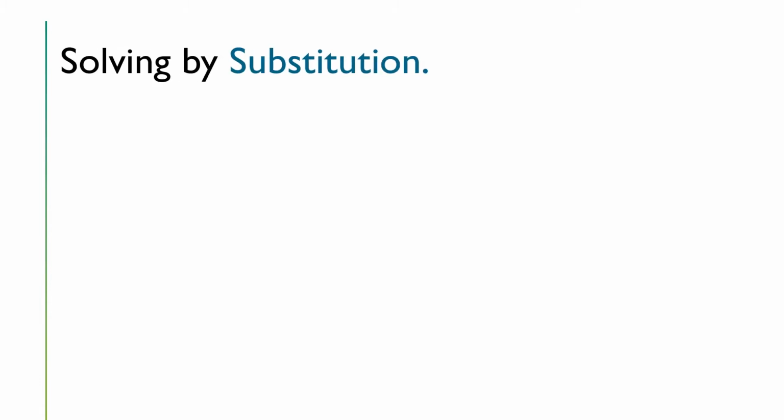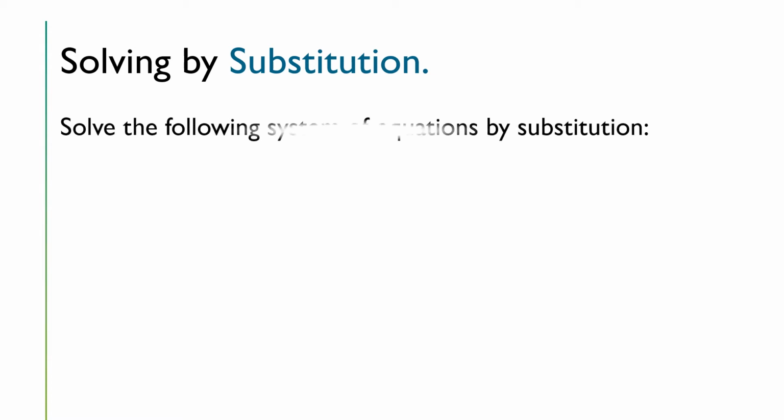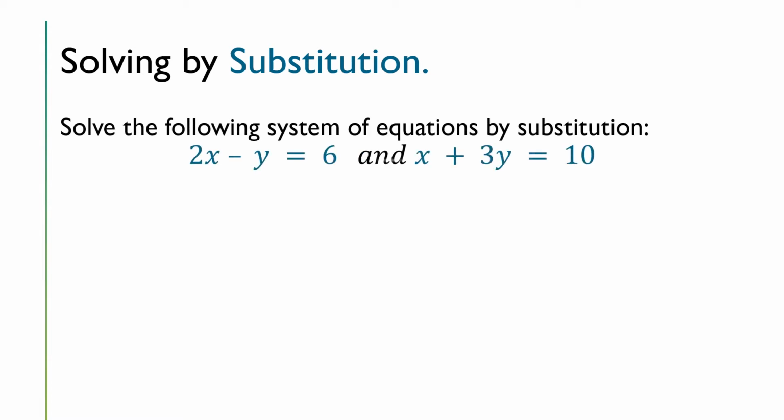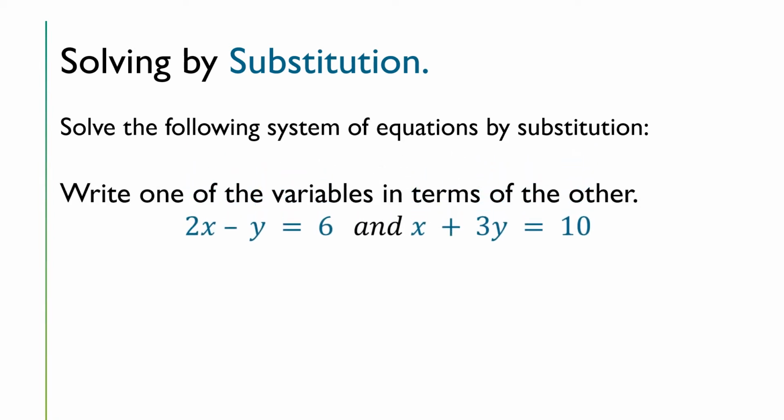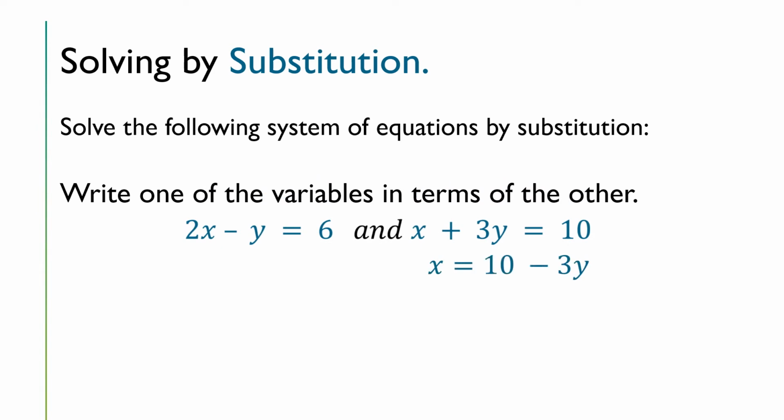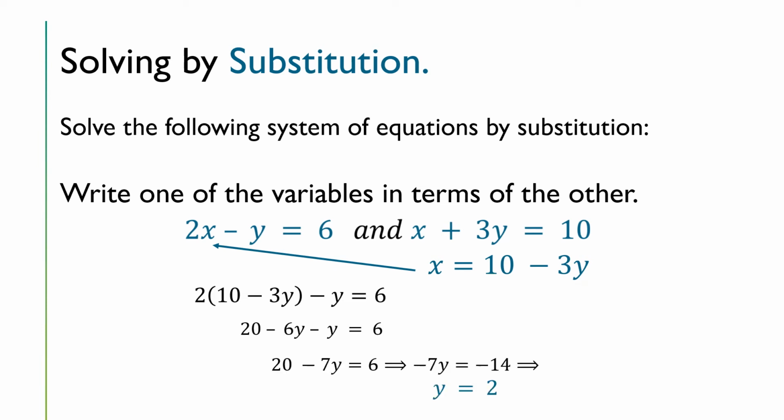Now we're going to take the same example and solve it by substitution. To solve by substitution, you need to write one of the variables in terms of the other. So I wrote x in terms of y. Now I'm going to substitute x in the first equation by the expression it represents, and I'm going to solve for y. Therefore, y equals 2.